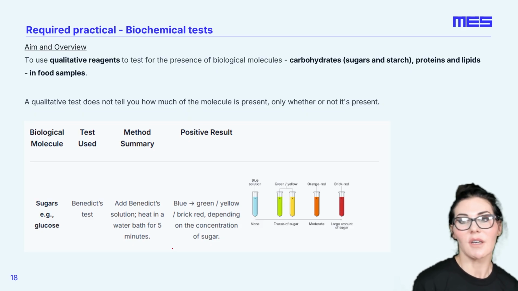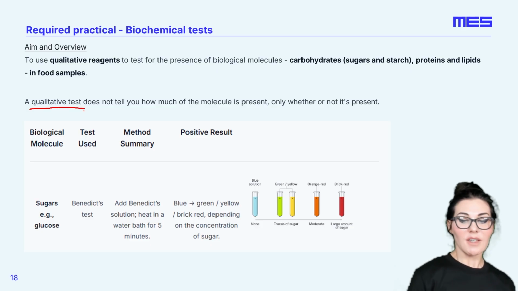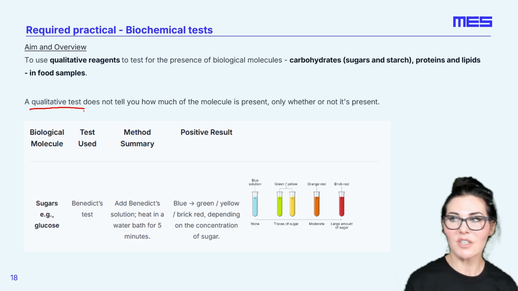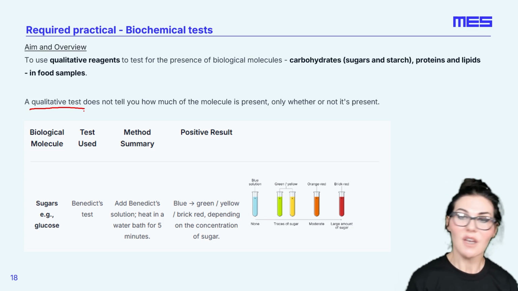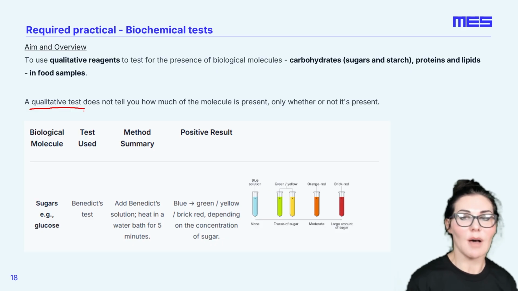Before we start though, just to mention that we call these qualitative tests because what they're doing is they're just allowing us to see the presence of a molecule. We're not actually testing how much is there. That would then be a quantitative test. We're not doing that. We're just looking at the quality of the test. Is that biological molecule present or is it not?